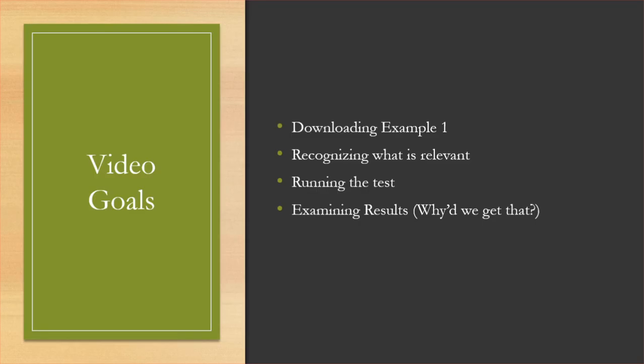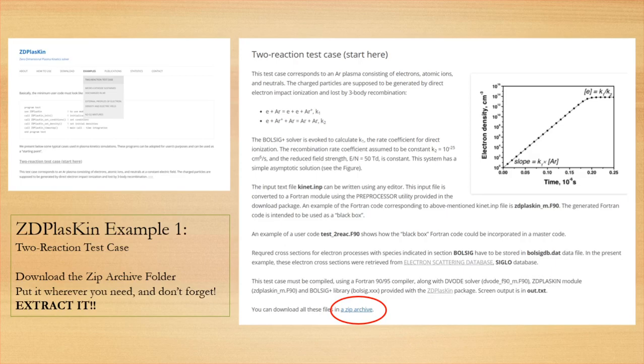So let's get started. The goals of this video are to download, run, and understand example 1. I will walk through each of these steps to help you with any errors you might face. Step 1, of course, we need to download. On the ZDPlasKin website located in my description, you can find the 2-reaction test case underneath the download section. Read through this description and then download your zip file.